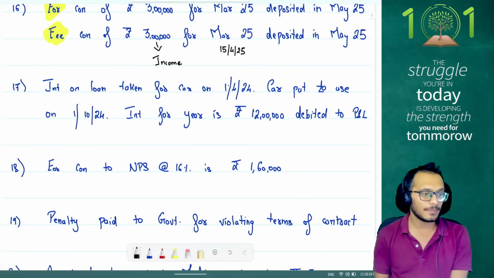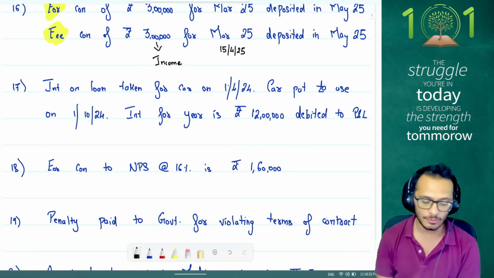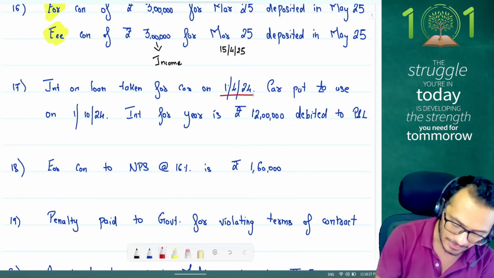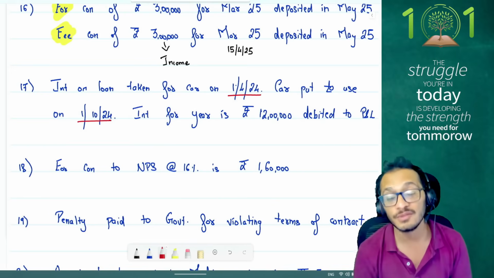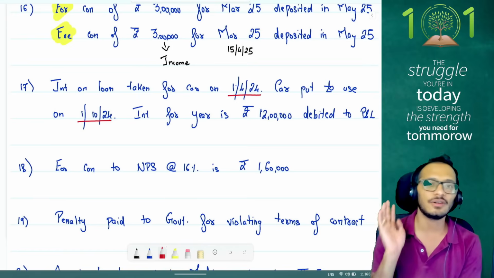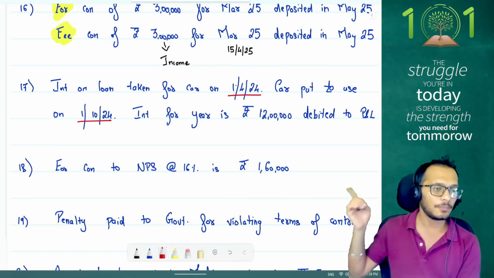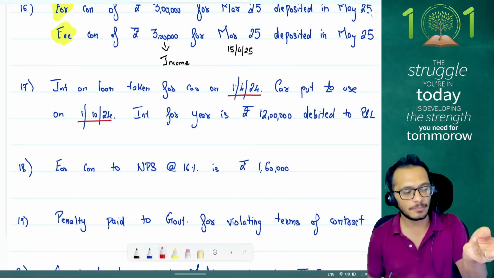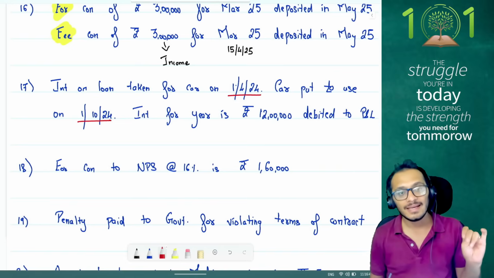Question number 17 says interest on loan has been taken on a car from 1st April 24. The car has been put to use on 1st October 24. Notice carefully, the loan was taken on 1st April, whereas the car is put to use only on 1st October. Here come your borrowing cost standards. Borrowing cost says interest on any asset will be capitalized until the asset is put to use. My put to use happened only in October, which means whatever interest I incurred from April, May, June, July, August, September will get fully capitalized.